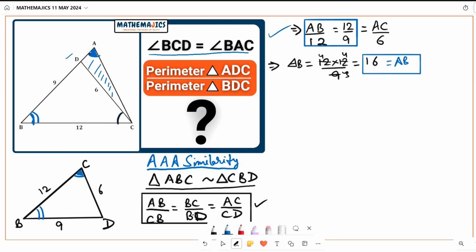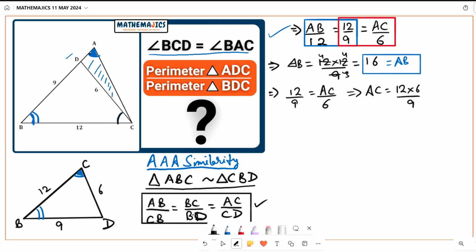Now, similarly, I will choose this one and this one. From this, I will find AC. 12 over 9 is equal to AC over 6. If we solve this, we will get AC equals 12 times 6 upon 9, which is 3 times 4 times 2, that means AC will turn out to be 8. This is the length of AC. After this, we can easily find the perimeters of ADC and BDC. Let's see how.